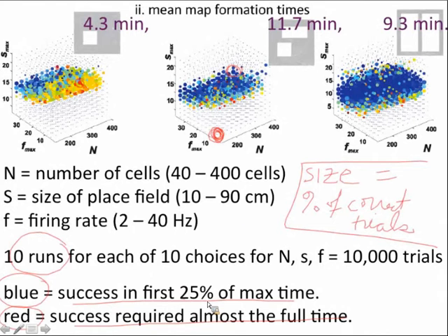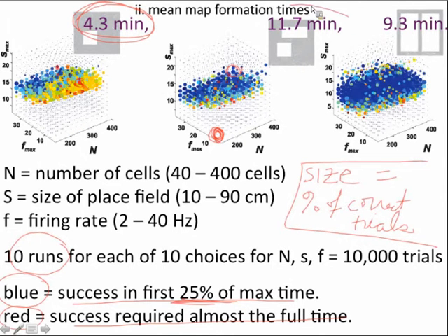The blue tells me that 1 or 2 was achieved within the first 25% of the maximum time. So a lot of information within this three-dimensional graph, but that's basically the idea. The amount of time it took for the mouse to detect the topology was 4.3 minutes when there was a single hole. So the mouse only needed 4.3 minutes in order to detect the topology.